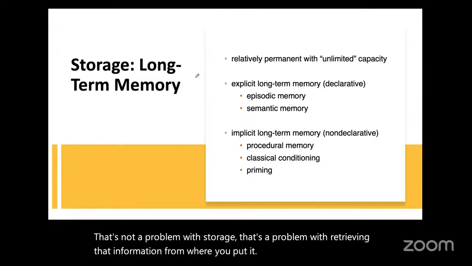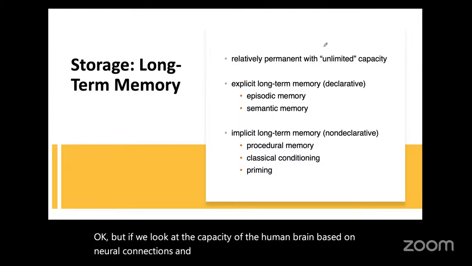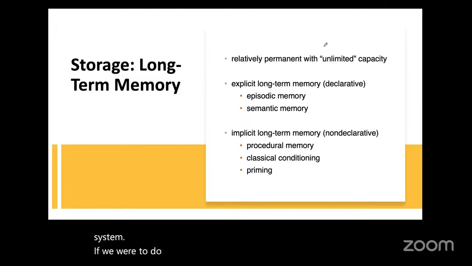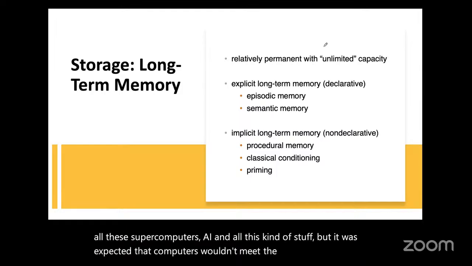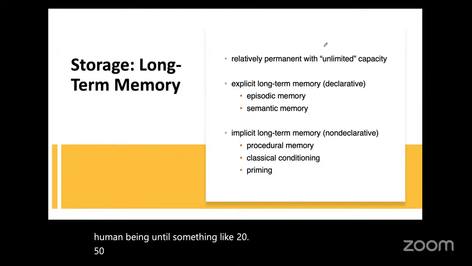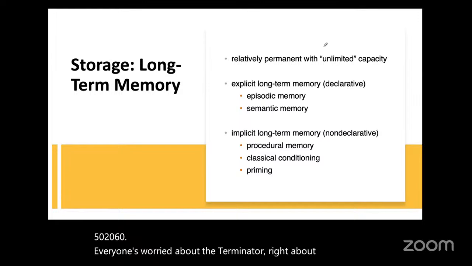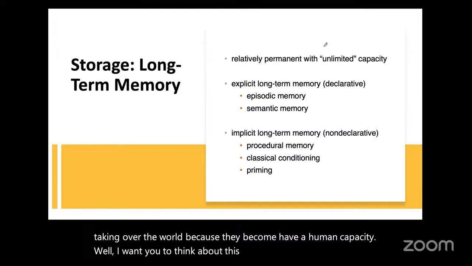But if we look at the capacity of the human brain based on neural connections and the number of neurons within our memory system, and I haven't seen any update based on all these supercomputers, AI, and all this kind of stuff, it was expected that computers wouldn't meet the memory capacity of a human being until something like 2050, 2060. Everyone's worried about the Terminator, right? About robots taking over the world because they have a human capacity. Well, I want you to think about this. ChatGPT takes up three-story buildings in order to give you that AI output.